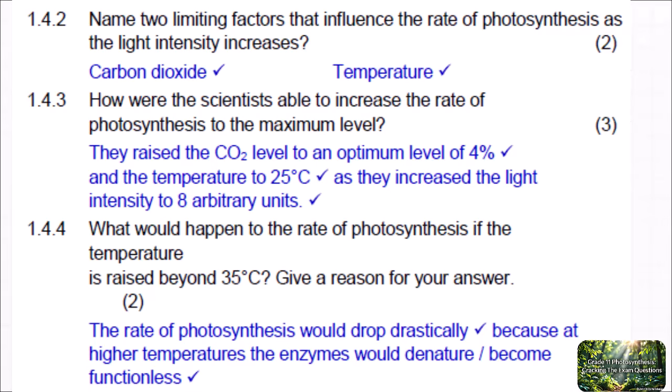Okay, so the data is like a story, and we have to read it. What's the deal with light intensity? What things are holding back the process, the limiting factors? And how did the scientists get the absolute best results?